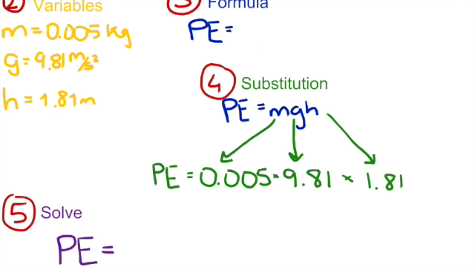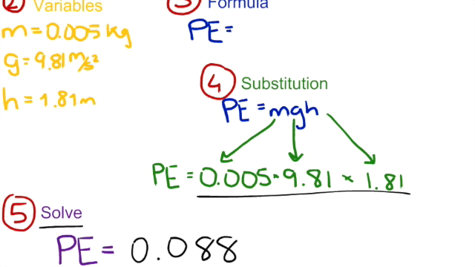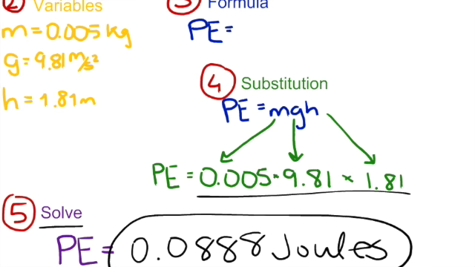And finally, it's time to solve the problem. So I put all of these numbers in this equation into my calculator, and the result is 0.0888 joules, which is the unit for energy. Therefore, the maximum potential energy of our roller coaster, well, of the marble on the roller coaster, is approximately 0.0888 joules.